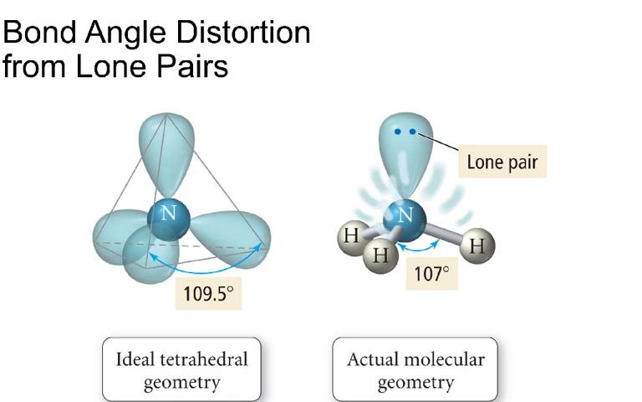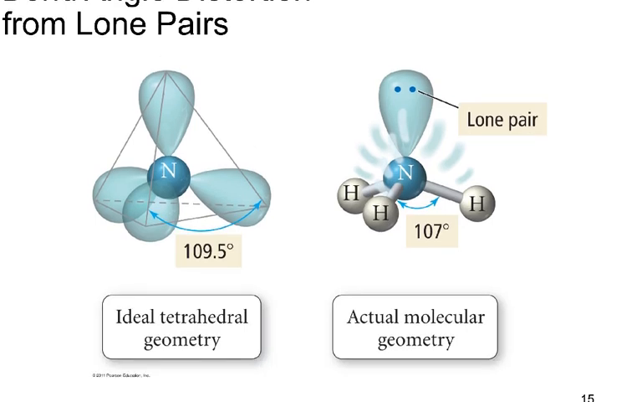Lone pairs also distort electron geometry, and it might not be in the way you predict. Lone pairs take up more space than predicted. So here in ammonia, it's tetrahedral. You have 3 hydrogens and 1 lone pair. In reality, that lone pair takes up a little bit extra space and pushes the hydrogens together. And so instead of the ideal 109.5 degree angle, we get an angle of 107 degrees.